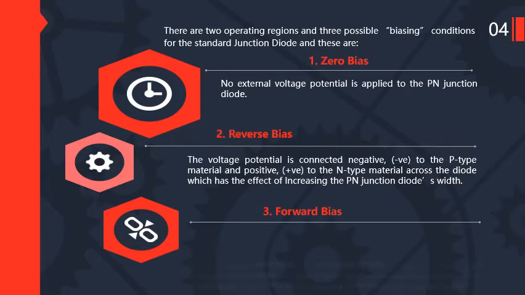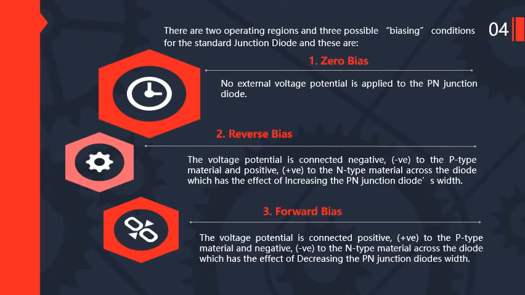नेक्स्ट मूव करते हैं फॉरवर्ड बाइस. The voltage potential is connected positive to the P side material and the negative to the N side material across the diode, which has the effect of decreasing the PN junction diode width. रिवर्स बाइस में क्या होता है, जो हमारा डायोड का विड्थ होता है वो इंक्रीज होता है, और फॉरवर्ड बाइस में क्या होता है, डायोड का विड्थ जो होता है वो डिक्रीज होता है. तो फॉरवर्ड बाइस अगर हमें सिंपल लैंग्वेज में बताना है, व्हाट इज द मीनिंग ऑफ फॉरवर्ड बाइस, तो व्हेन द पॉजिटिव टर्मिनल जो है पी टाइप मटेरियल का, जब हम मटेरियल को पॉजिटिव साइड से कनेक्ट कर देते हैं तो उसको हम बोलते हैं फॉरवर्ड बाइस.